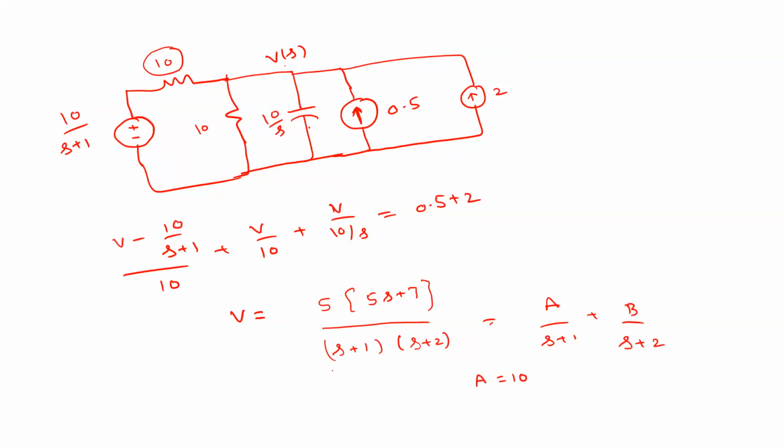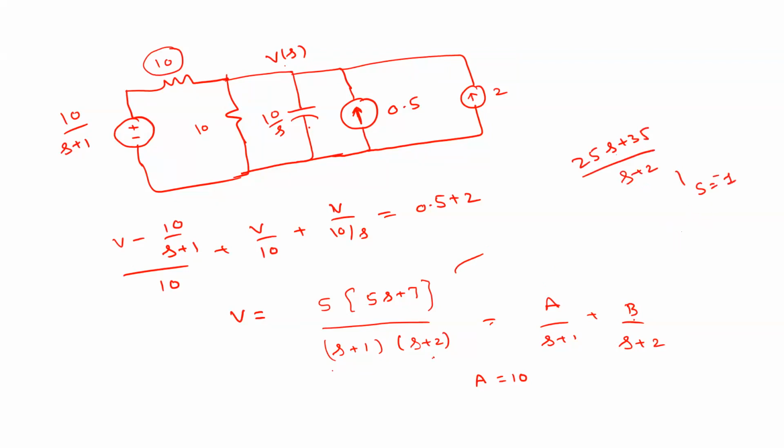B is 15, sir. No, it will be 25S plus 35, right? By this value, S plus 2. A is 10 only, sir. So substitute S equal to minus 1. That means 25 minus 1, 30. 30 by minus 1... 10 only.